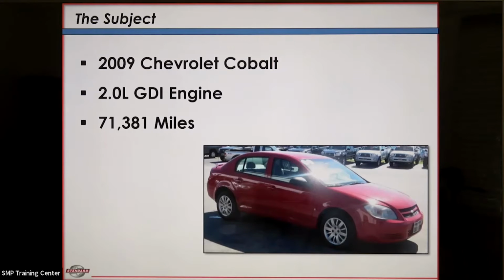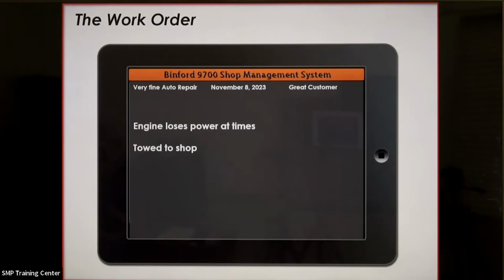Now, to begin our discussion, let's start out with a situation involving this 2009 Chevy Cobalt with a 2-liter GDI engine. This vehicle has a problem where the owner, as they're driving along, will suddenly have a severe power loss. So this engine loses power at times. In fact, it falls on its face. It won't get out of its own way. So the owner is actually afraid to drive it, and had it towed into the shop.